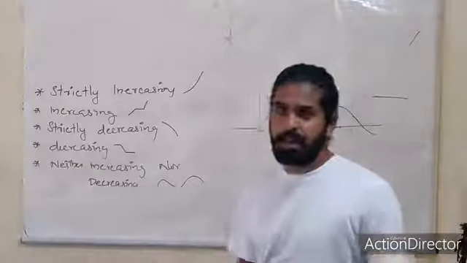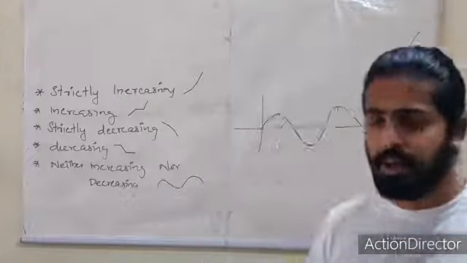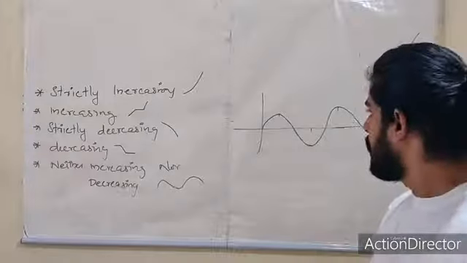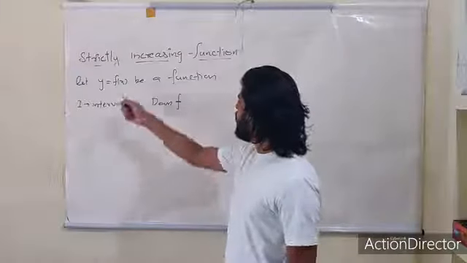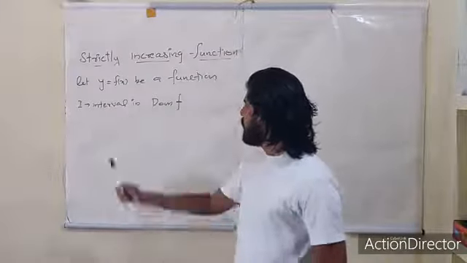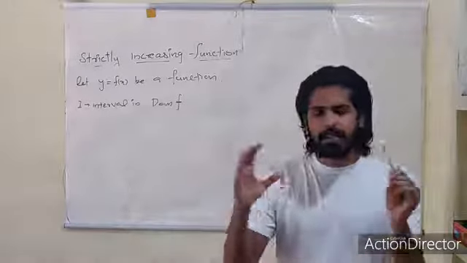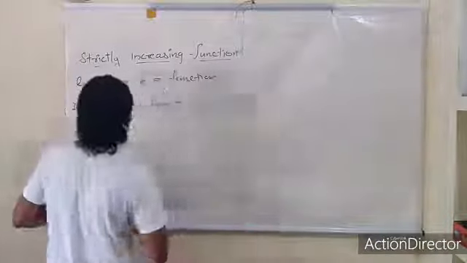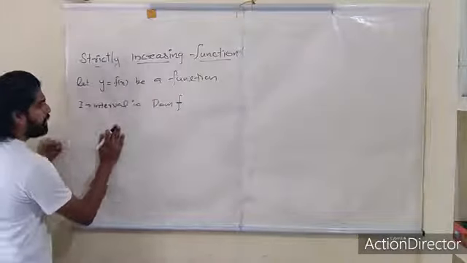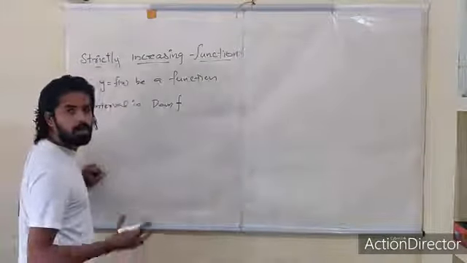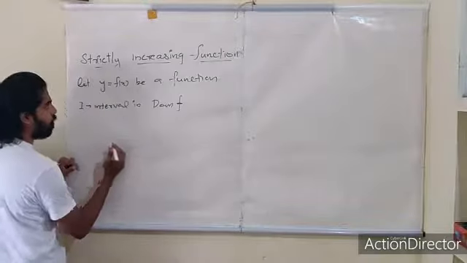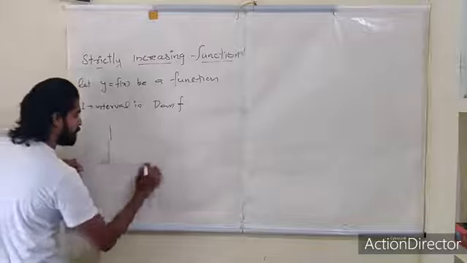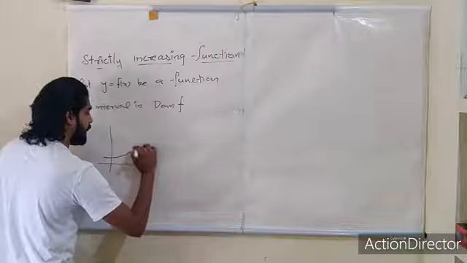So how can we say, without a graph, that the function is increasing? Let's go into this in detail. Okay, suppose y equals f of x is a function and I is an interval in the domain of f. Then let's see what will happen in a strictly increasing function. So let's draw a graph of a strictly increasing function. As we know, a strictly increasing function will be like this.